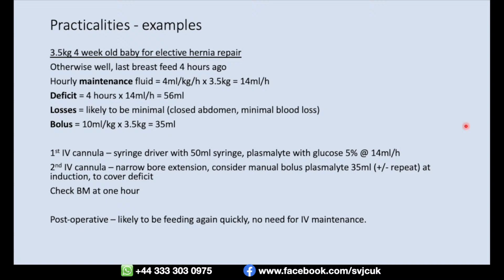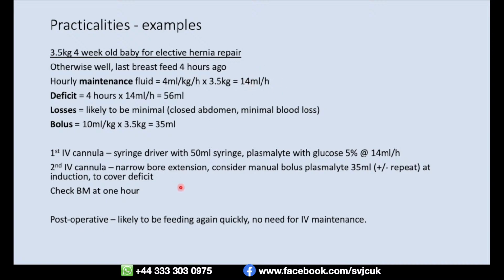And it's good practice to calculate what you might give as a bolus, just so you've done the maths before the situation becomes urgent. So in this situation, on our first IV cannula, we might set up a syringe driver with a 50 ml syringe with Plasma-Lyte or perhaps normal saline with added glucose, and we're going to infuse that at the 14 mils an hour that we've calculated.